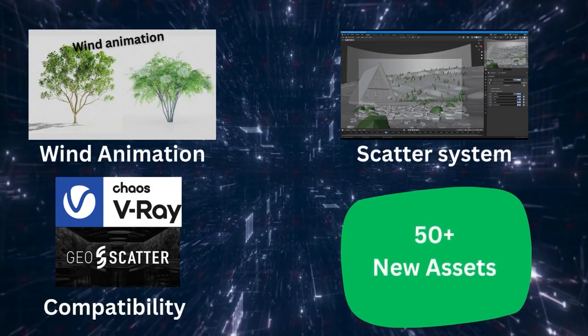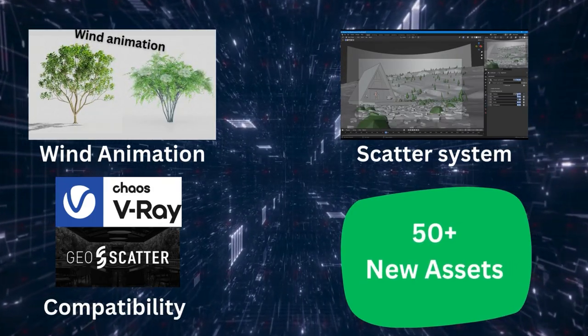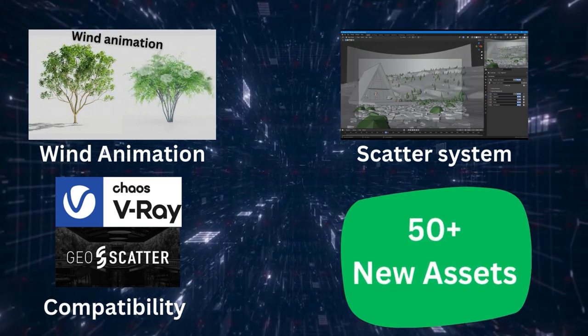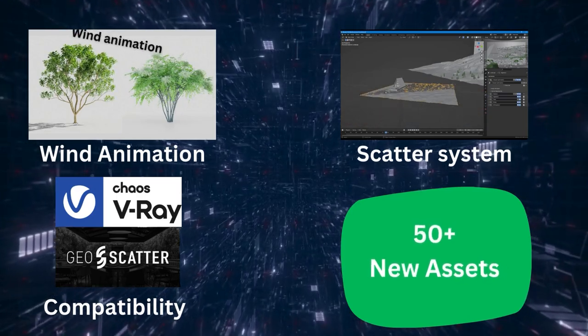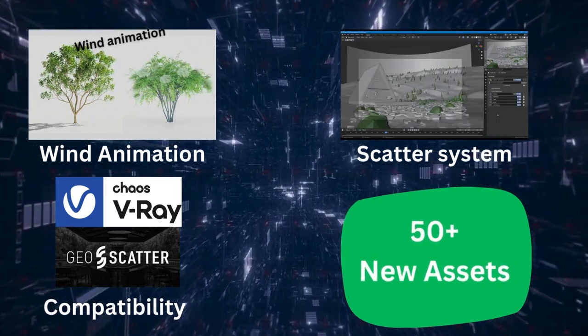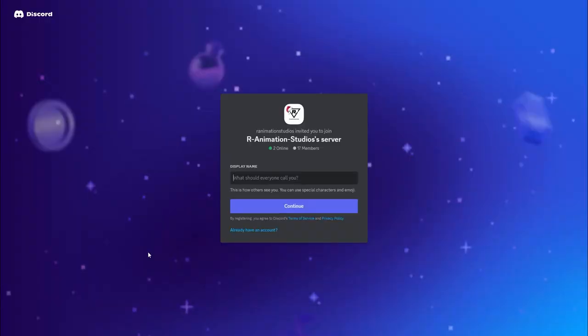We've got more big features in the pipeline, things like wind animation, a better local scatter system with rich features, compatibility with geoscatter, and V-Ray support. We're also planning to add 50 new assets every month, but we need your feedback.